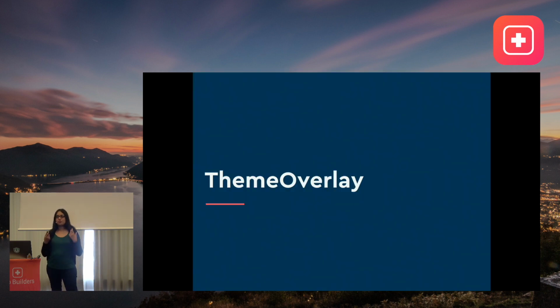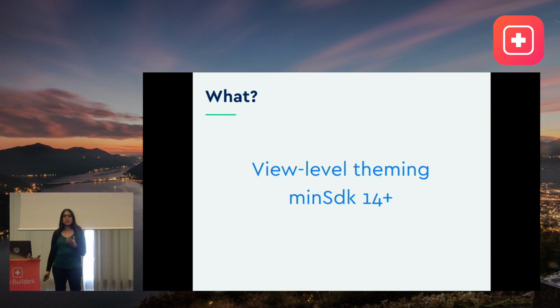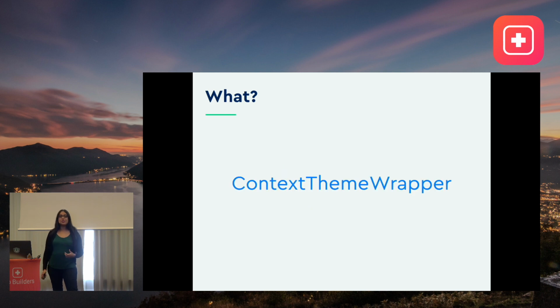Let's now talk about view-level theming, or learn about view-level theming, which can also be called a theme overlay. And it's nothing but a theme. Lollipop introduced view-level theming, and it's backported to API 14 using Android X. And because of this, we can do android:theme on a view or view hierarchy. And when you do this, it uses the context theme wrapper under the hood.